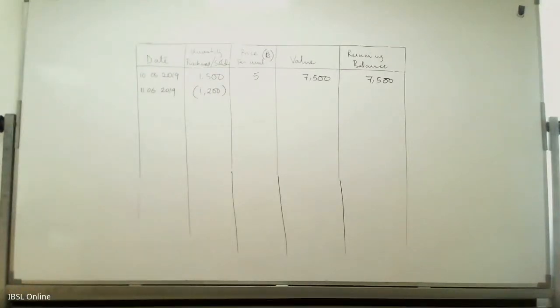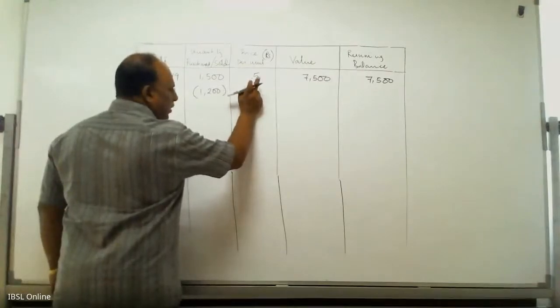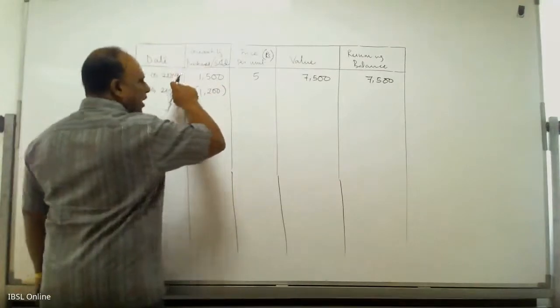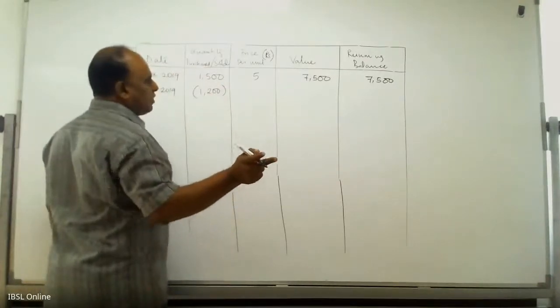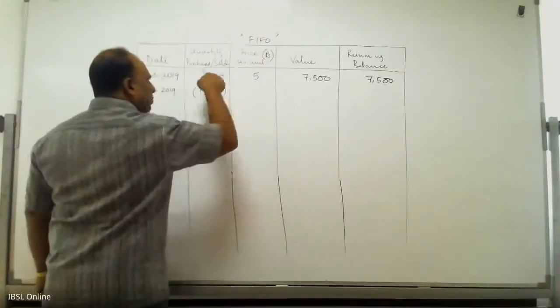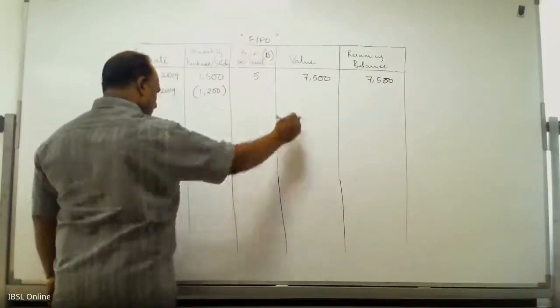The number of units that they have sold or issued is 1,200, so 1,200 is going to be removed from there, and again this will be at the same price because we are using the FIFO method. What came in first has to go out first. That is what FIFO means: first in, first out.